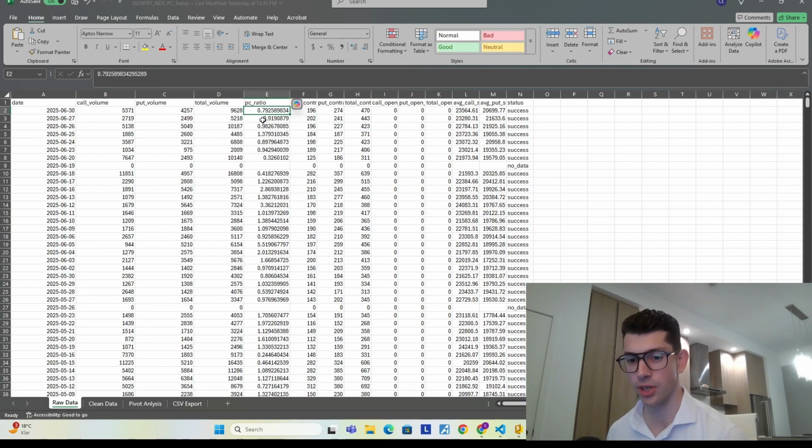Sometimes you can see that there's something called a volume and or an open interest put call ratio. Volume refers to total puts traded over total calls traded on the given day. Whereas if you were to look at open interest, that's the total amount of call positions open and the total amount of put positions open. For my intents and purposes, I find that the volume is more accurate because we're doing short-term trading.